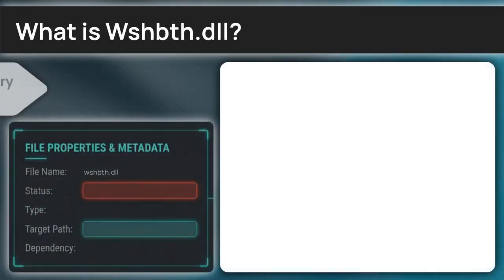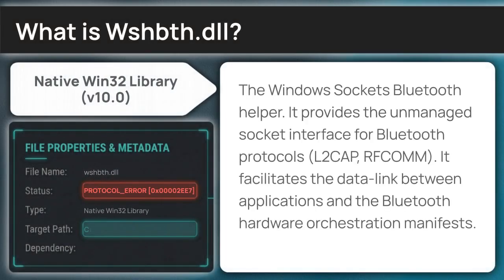This is the Wshbth Library, the Windows Socket's Bluetooth helper. It provides the unmanaged socket interface for Bluetooth protocols, L2CAP, RFCOMM. It facilitates the data link between applications and the Bluetooth hardware orchestration manifests.